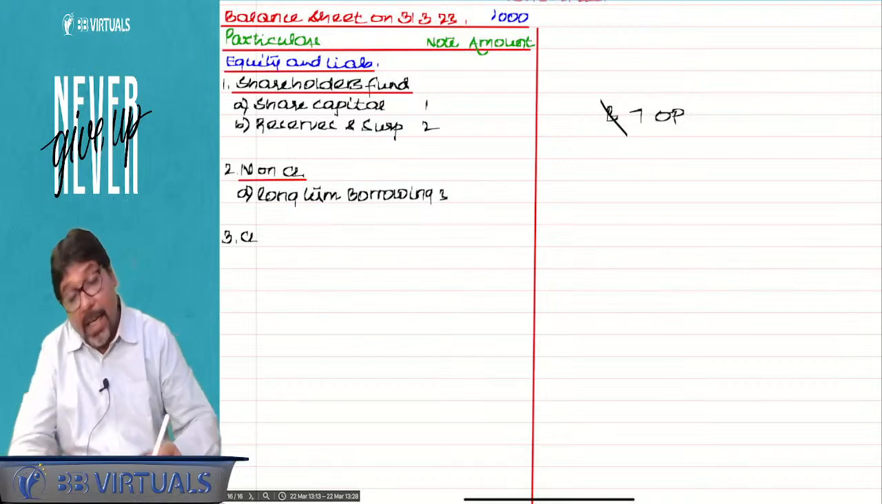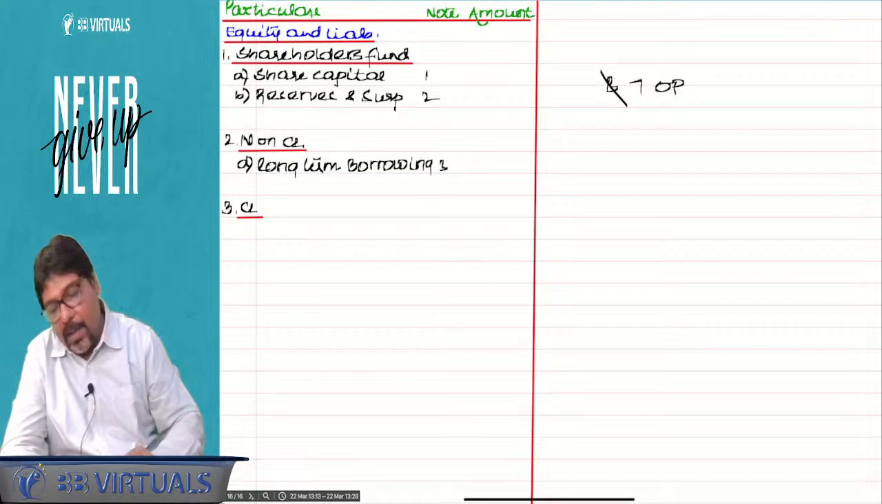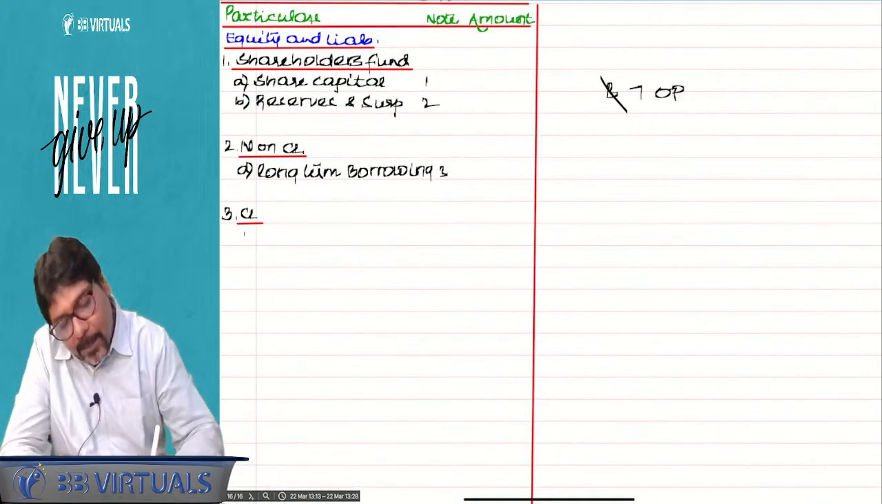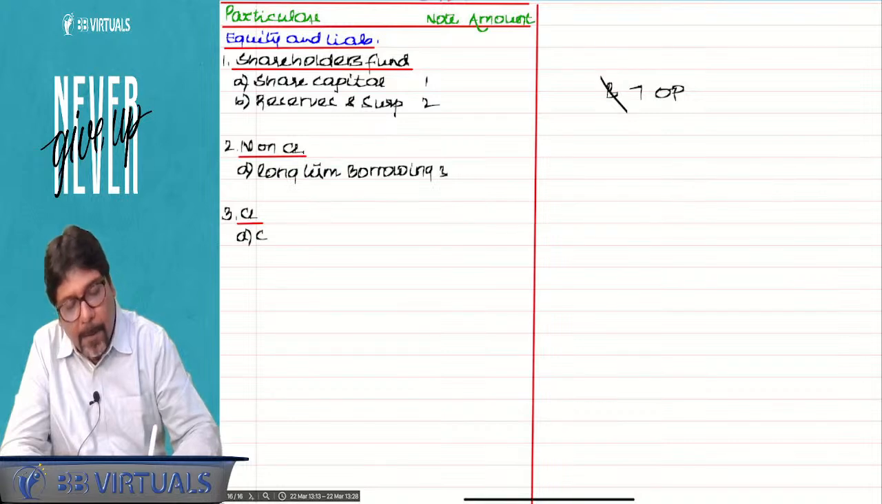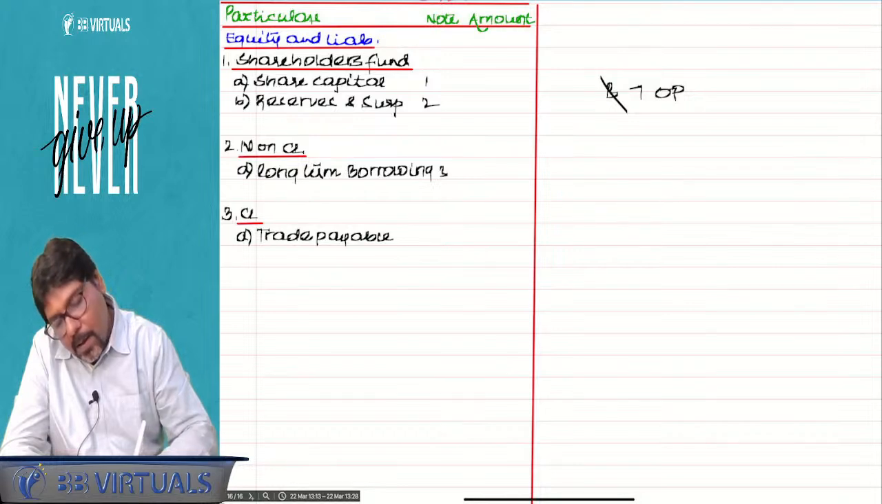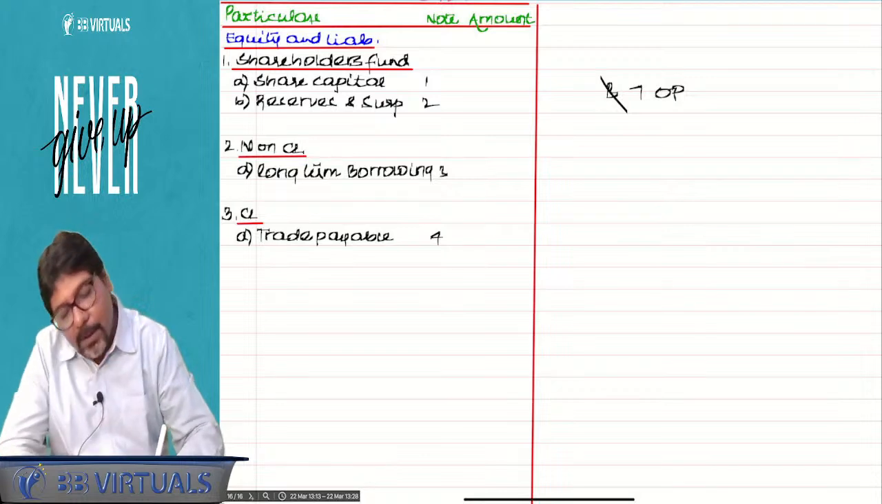It is not there. Trade payables. Trade payable is creditors. Creditors is there. You can check, creditors is there. Trade payables.